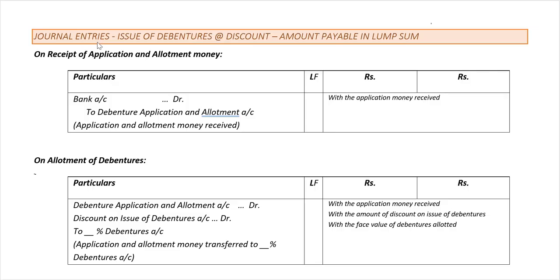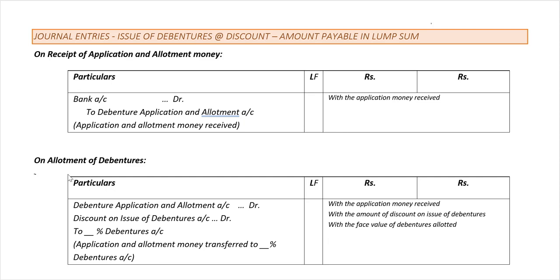The following are the journal entries that need to be passed when debentures are issued at discount and the amount is payable in lump sum. On the receipt of application and allotment money, bank account debit to debenture application and allotment account with the amount of the application money received.